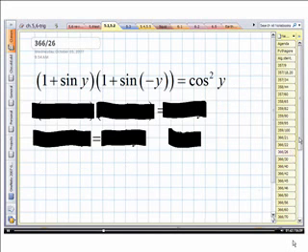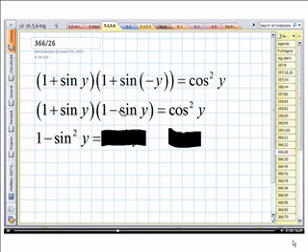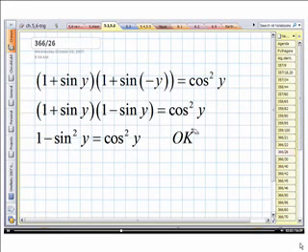Okay, in this one, there's not too much to do here, honestly. On the left side, 1 plus sine y is just 1 plus sine y. Now here you've got to remember that sine is an odd function, so sine of negative y is the same as negative sine y. So this piece becomes this. Now I can do binomial multiplication. It's the difference of two squares, so I get 1 minus sine squared, which is cosine squared, so that's okay. We verified that identity.